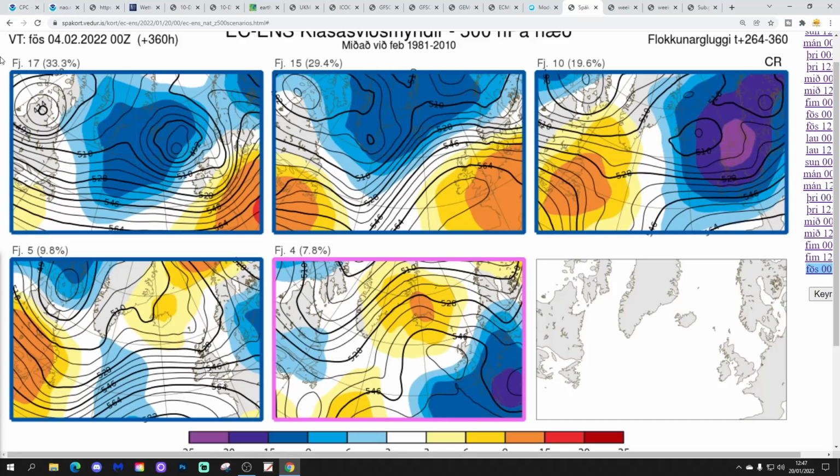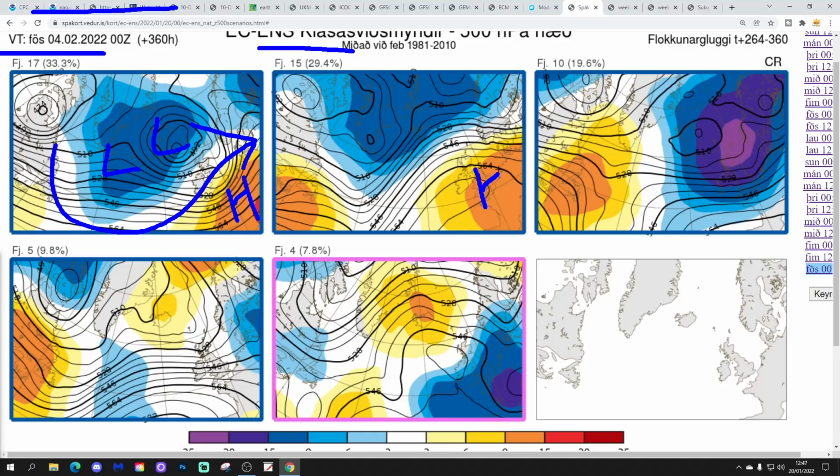What happens in 2 weeks' time? These are the options that we've got. This gets us to the 4th of February. 17 members of the ECM ensembles then have low pressure deepening around Greenland and Iceland, and that is turning things more unsettled, particularly so in the north. The ridge is still clinging on to the south, though.